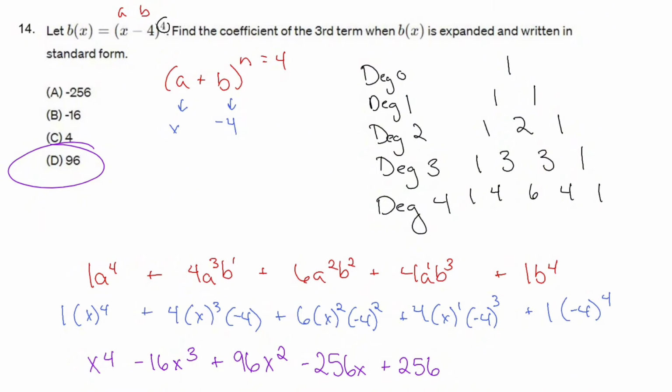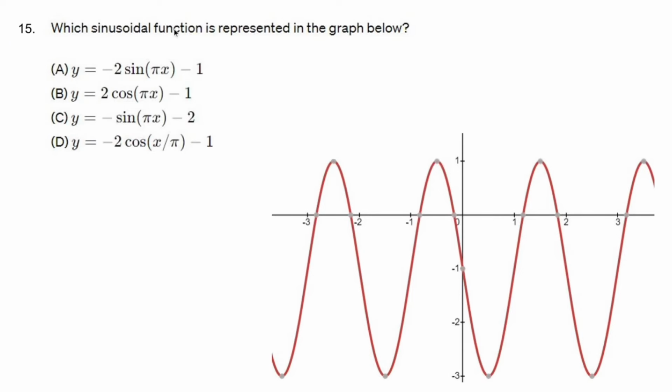So hope it helps. Which sinusoidal function is represented in the graph below? All right, so I'm going to write out the basic version where you have y equals a trig, and trig could represent sine or cosine here, because that's clearly what they want, parentheses b times (x minus c), plus d.